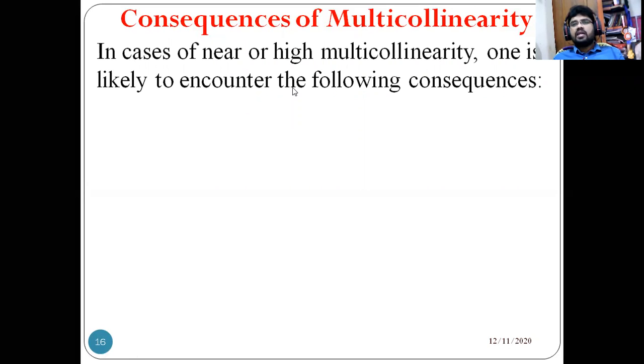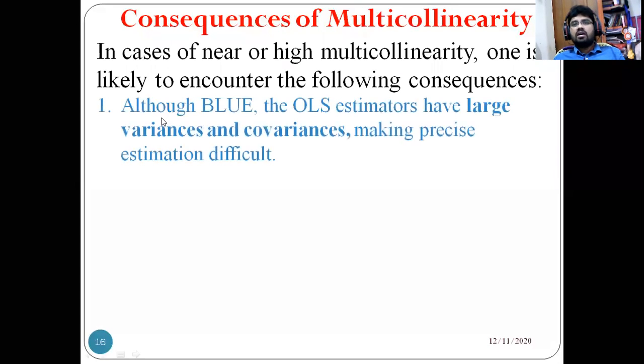In cases of near multicollinearity, one is likely to encounter the following consequences. When there is a high correlation between the independent variables, how can we identify it by looking at this model? The first one concerns BLUE, the best linear unbiased estimator. When estimating the values, we need to follow certain assumptions, the assumptions of the classical linear regression model, the CLRM. The OLS estimators have large variance and covariance, making precise estimation difficult.